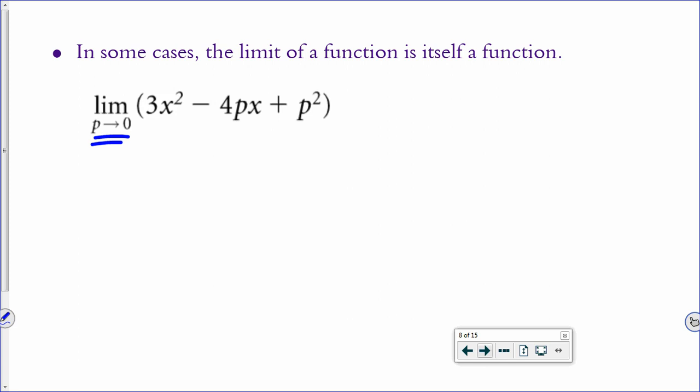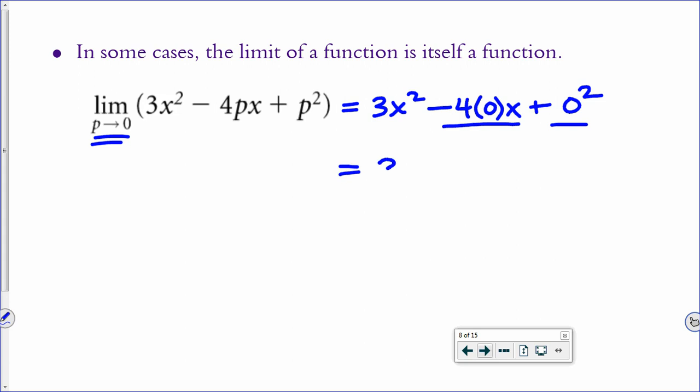And what I get when I do that would be 3x squared. There's no p in that term. 4 times 0 times x. Notice I'm just leaving x as x. Plus 0 squared. Well, 0 times anything in this term is going to make this term go to 0. 0 squared is 0. So really, the limit of this function as p goes to 0 is just the first term.